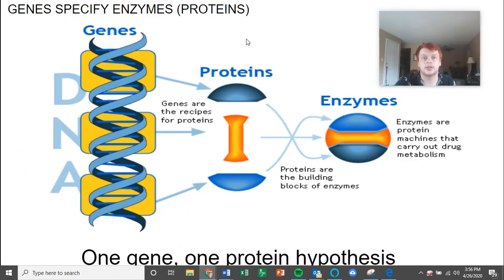So now let's get into the notes. First thing you need to know is that your genes specify specific proteins or enzymes that get produced. The name for this is the one gene, one protein hypothesis. So what it states is that inside your DNA, the different genes found on the DNA are recipes for specific proteins. Those proteins are the building blocks of enzymes. And remember, enzymes are the catalysts. They're the ones that carry out drug metabolism and can speed up or slow down reactions in the body.